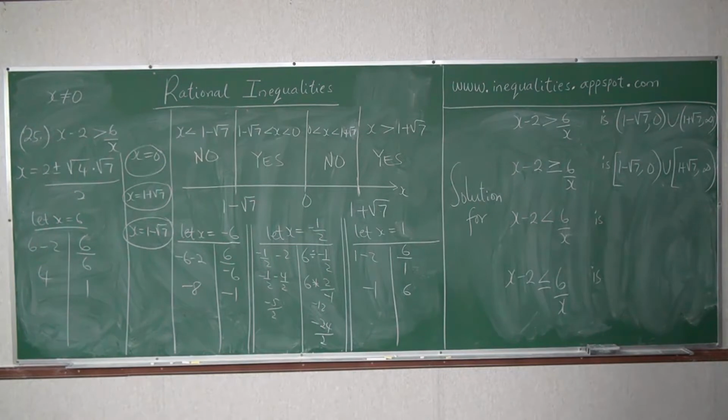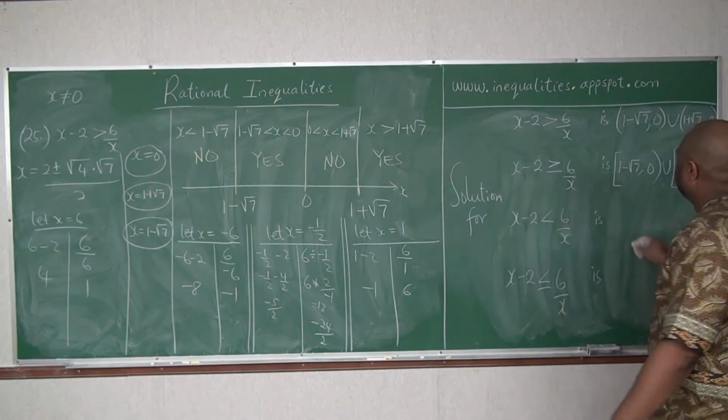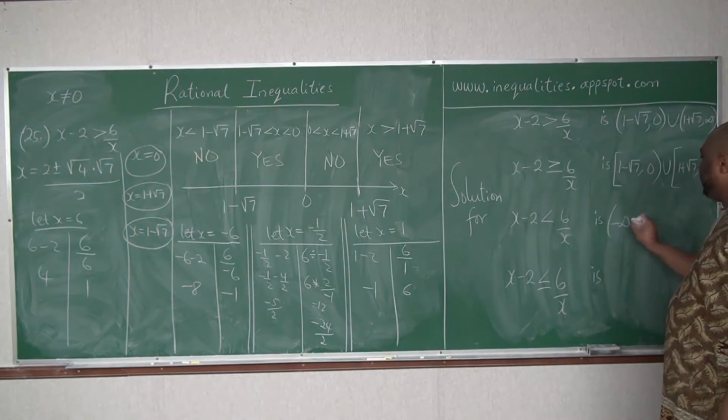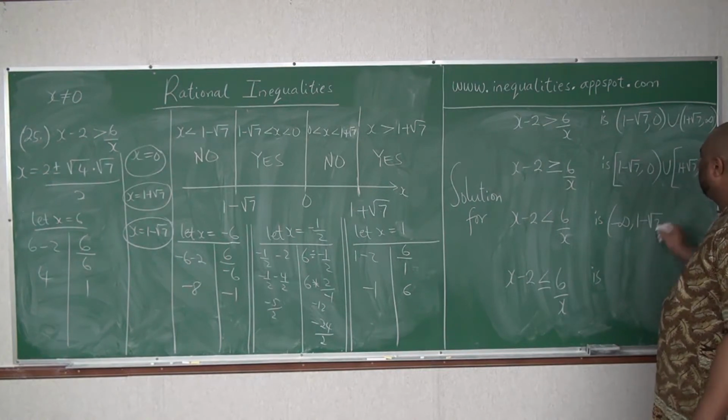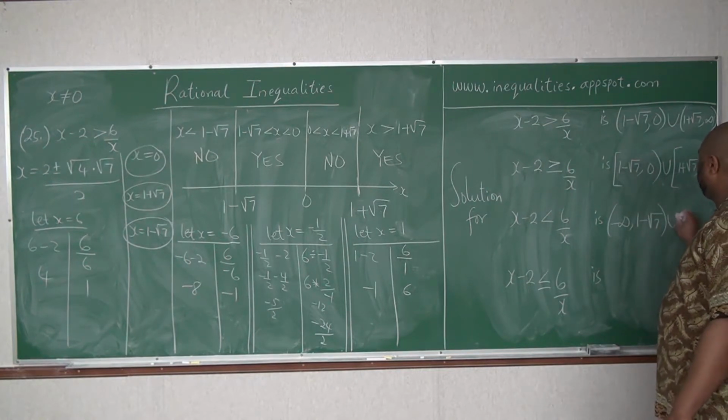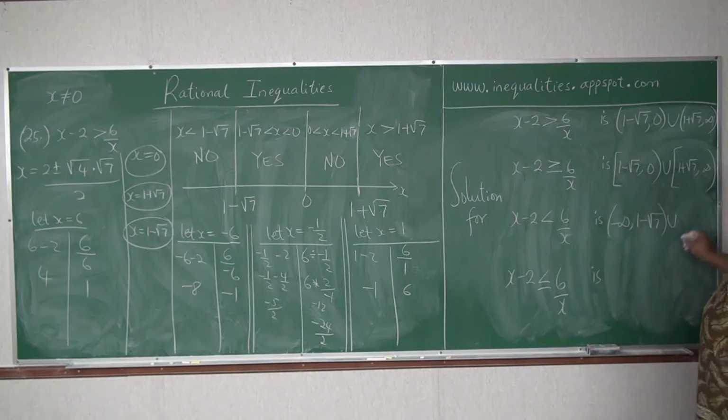Now for x minus 2 less than 6 over x, this will be parenthesis negative infinity to 1 minus root 7 parenthesis, union, parenthesis 0 to 1 plus root 7 parenthesis.